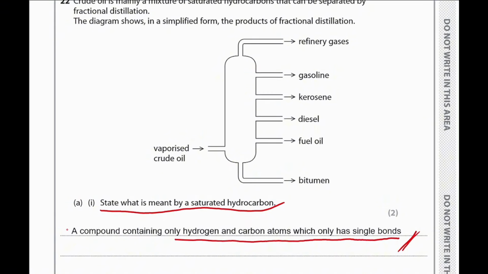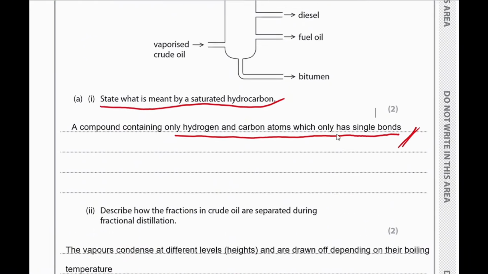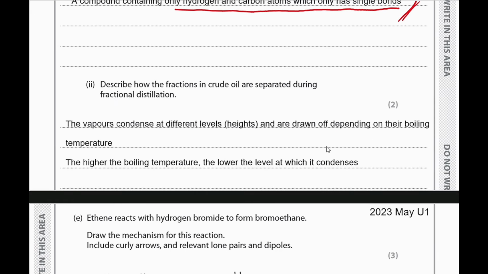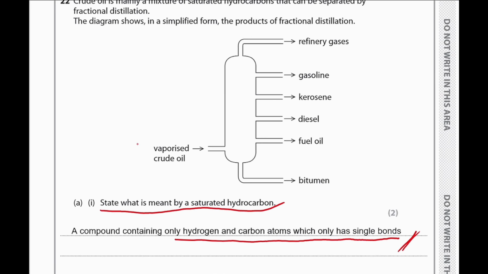That's right. So what will be the opposite? Unsaturated hydrocarbons. In the case of an unsaturated hydrocarbon, there will be at least one carbon to carbon double bond. Now describe how the fractions in crude oil are separated during fractional distillation. They are separated according to their boiling temperature. The higher the boiling temperature, the lower the level at which it condenses.